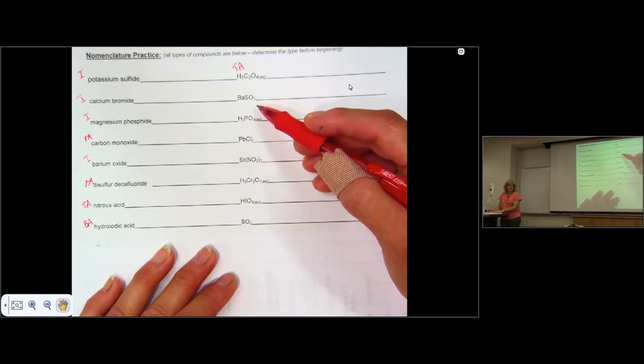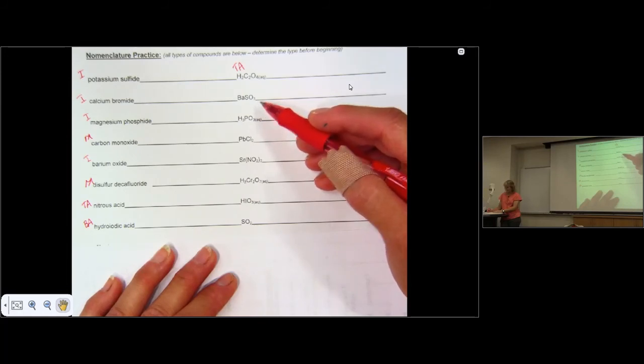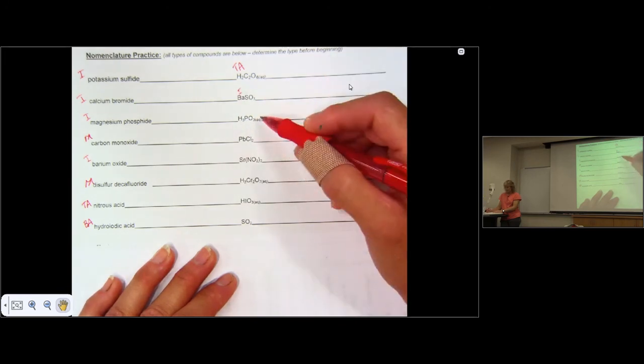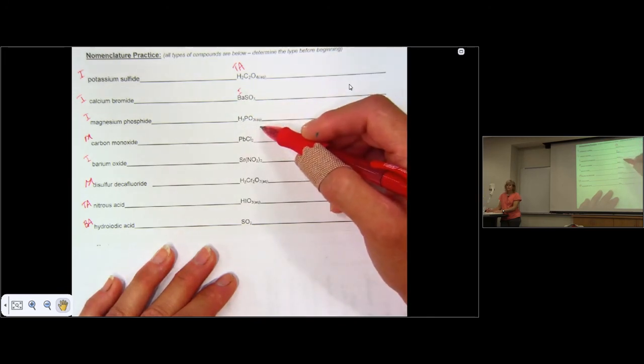BaSO3, ionic. How do you know it's ionic? Because barium is a metal, and that's how you know. What is this one? Tertiary acid.